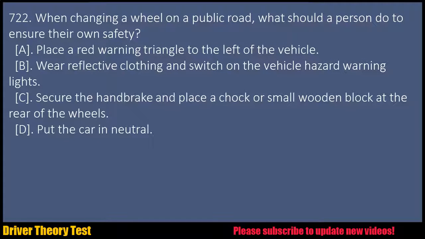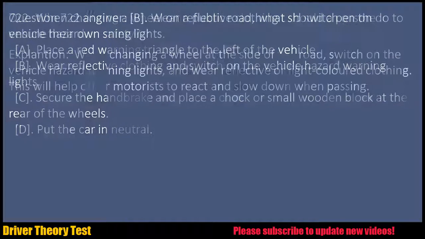Question 722. When changing a wheel on a public road, what should a person do to ensure their own safety? A. Place a red warning triangle to the left of the vehicle. B. Wear reflective clothing and switch on the vehicle hazard warning lights. C. Secure the handbrake and place a chalk or small wooden block at the rear of the wheels. D. Put the car in neutral.